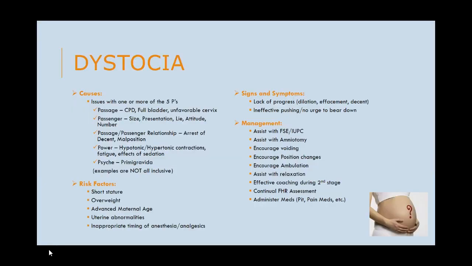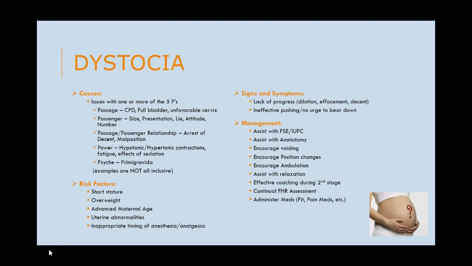So the first thing that we are going to talk about is dystocia. And dystocia just basically means a difficult birth. What happens in dystocia is that there is an issue with one or more of the 5 P's. So we have to remember first, what are the 5 P's? Passage, passenger, passenger relationship, power, or the psyche.